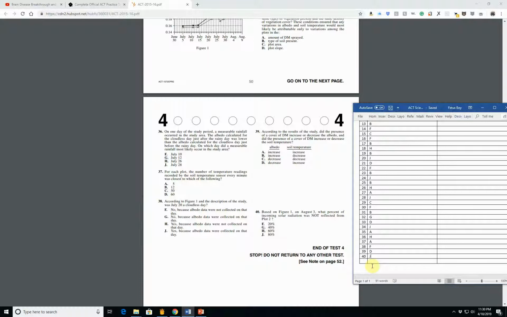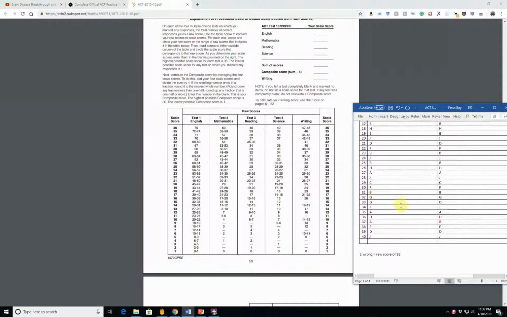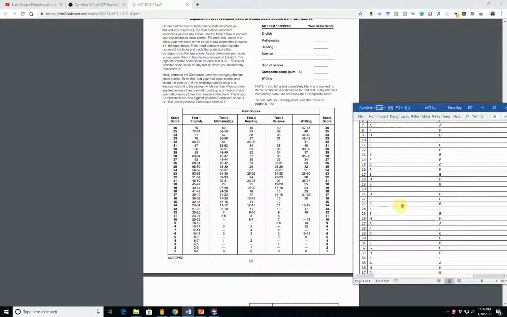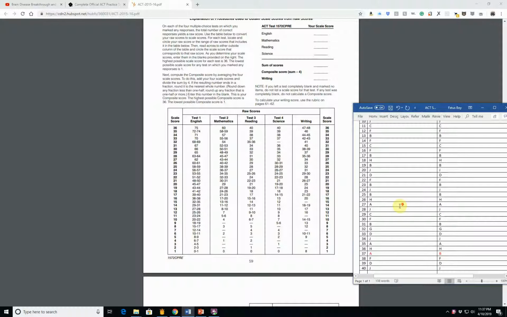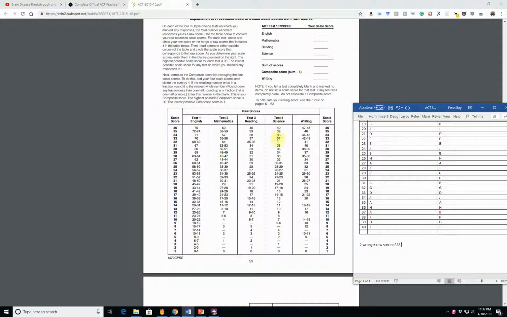Alright, so what we're going to do now is check the answers. I'm done grading it. I got 2 questions wrong, numbers 5 and 37. So 2 wrong equals a raw score of 38, which is a 34. Not terribly bad.